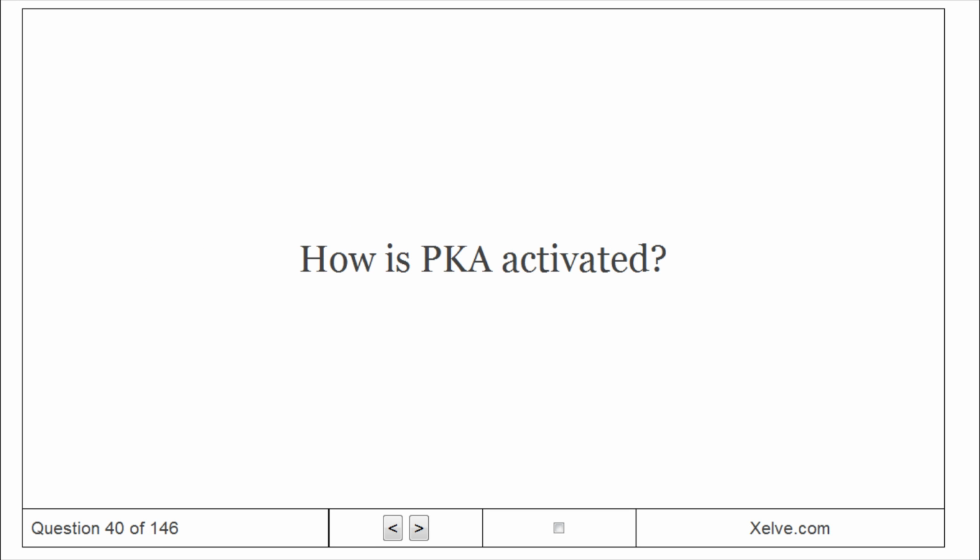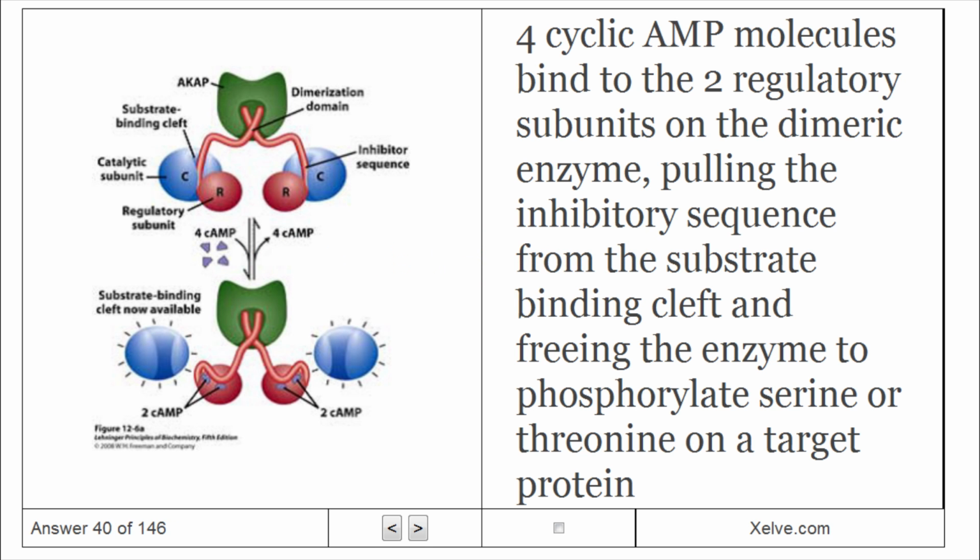How is PKA activated? 4 cyclic AMP molecules bind to the 2 regulatory subunits on the dimeric enzyme, pulling the inhibitory sequence from the substrate binding cleft and freeing the enzyme to phosphorylate serine or threonine on a target protein.